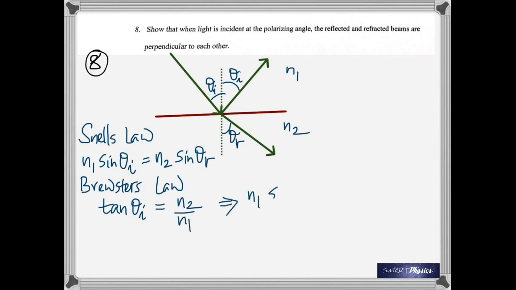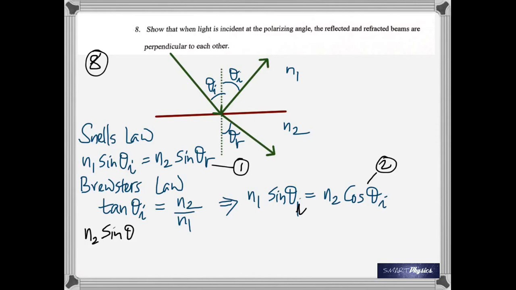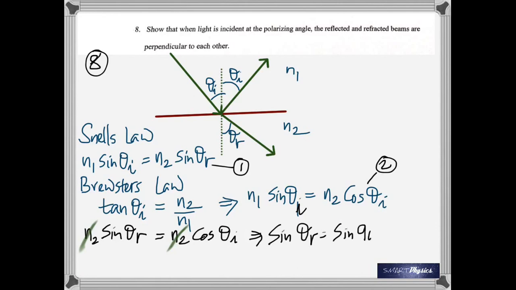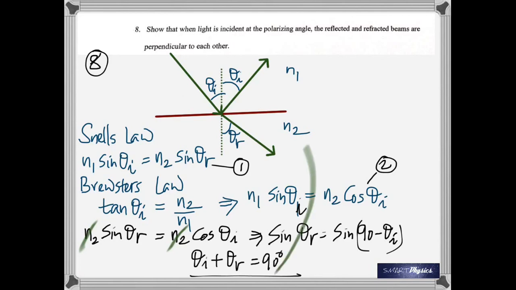So rearrange that. Tan is nothing but sine by cos, so I've written that as sine by cos and cross multiplied to get number 2. Look at 1 and 2, the left hand sides are equal, so the right hand sides may be put equal to each other. The N2s are cancelled, so that means sine theta R is equal to cos theta I, and cos theta I can be written as sine of 90 minus theta I. So that shows that theta I plus theta R is 90, and since the total angle is 180 degrees, the remaining angle has to be 90. So the reflected and the refracted beams are perpendicular to each other. Thank you.